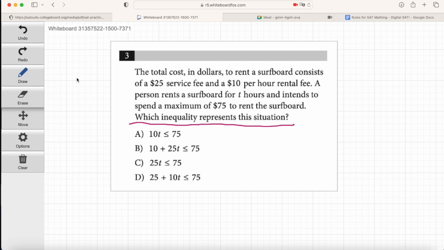Well, since we have the $10 per hour and we aren't given the specific hours, right off the bat you can say that it's going to be 10T. Yeah, that's going to be the cost per hour, right? Absolutely. I love it. And then you're going to have to, of course, add the service fee. And then it has to be, now this is a little tricky here. It wants to spend a maximum of 75. So that cost is going to be less than or equal to 75.